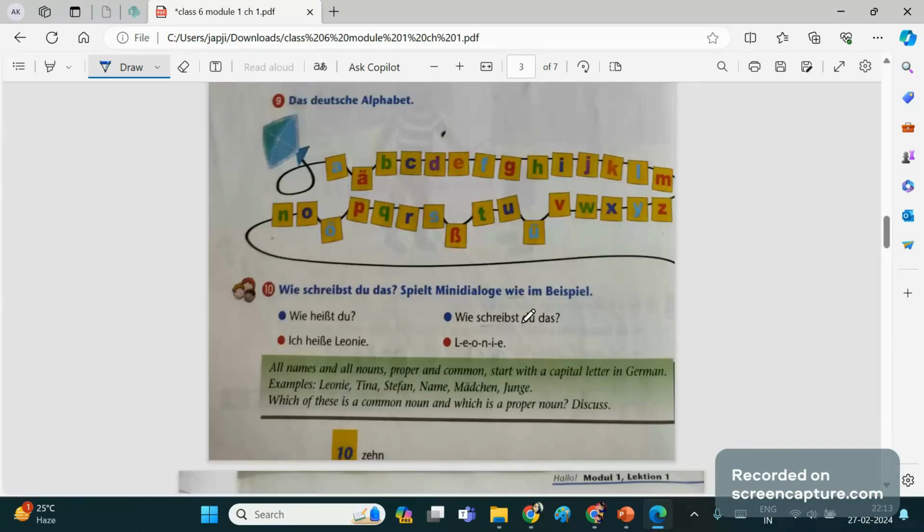Okay, now we have the sentence "Wie schreibst du das?" So, first we have "Wie heißt du?" "Ich heiße Leonie." "Wie schreibst du das?" How do you spell it? So it will be L-E-O-N-I-E.